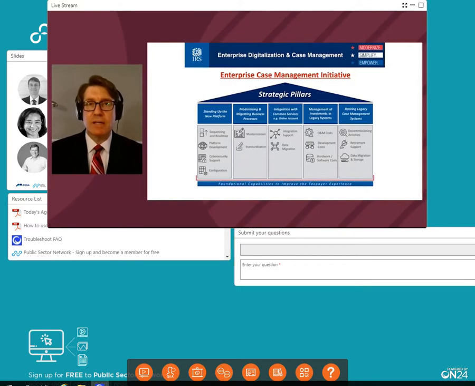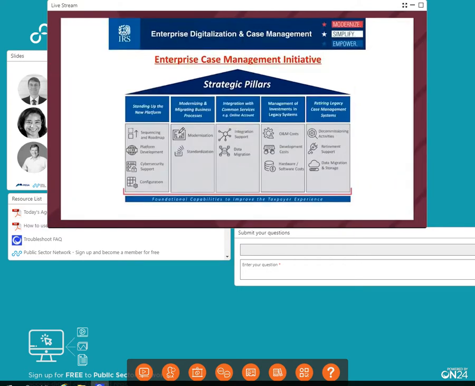In the middle, we've got integration with common services. We're really trying to make it possible for employees to access all the different systems they need through Pega, so they don't have to log into a variety of places to research things to address a customer's need. That should make it faster and easier to respond to the taxpayer.